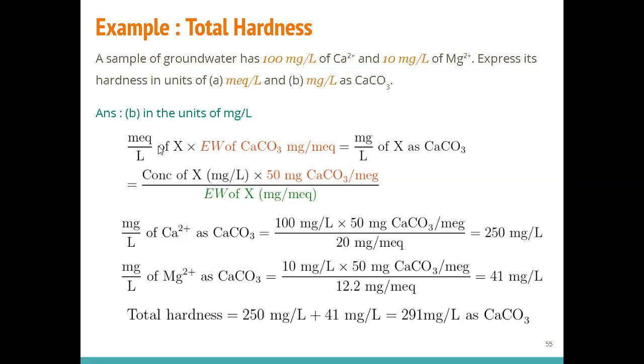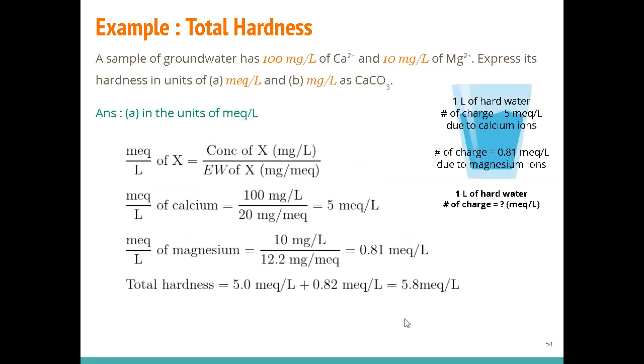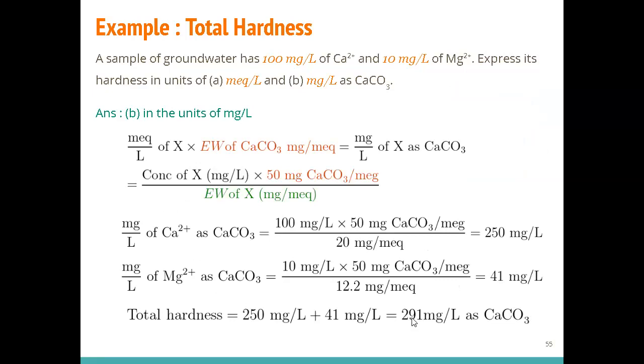So very simple, just multiply the whole equation by the equivalent weight of the calcium carbonate, which is 50. You do the same for calcium, so 120 is what you had for part A, just multiply by 50, and then do the same for the magnesium and add them together. Actually, you can just multiply this 5.8 by 50 and get the answer, which is 291. You don't have to multiply it separately.